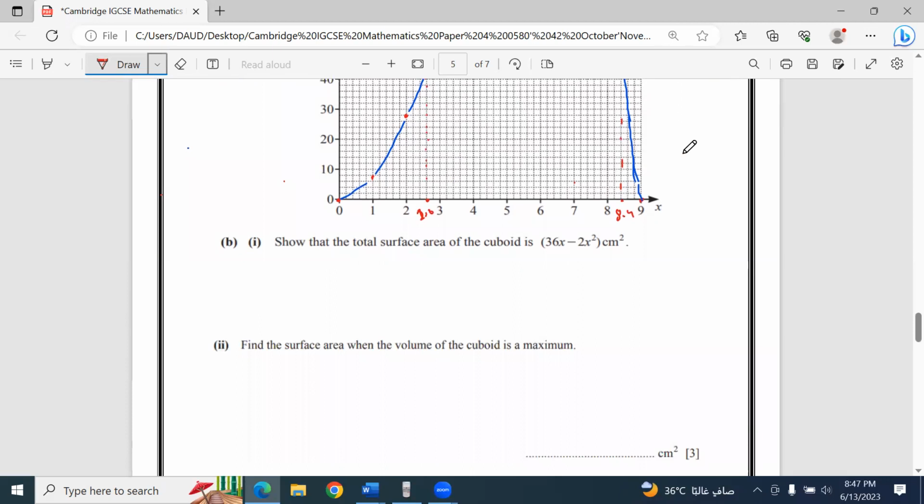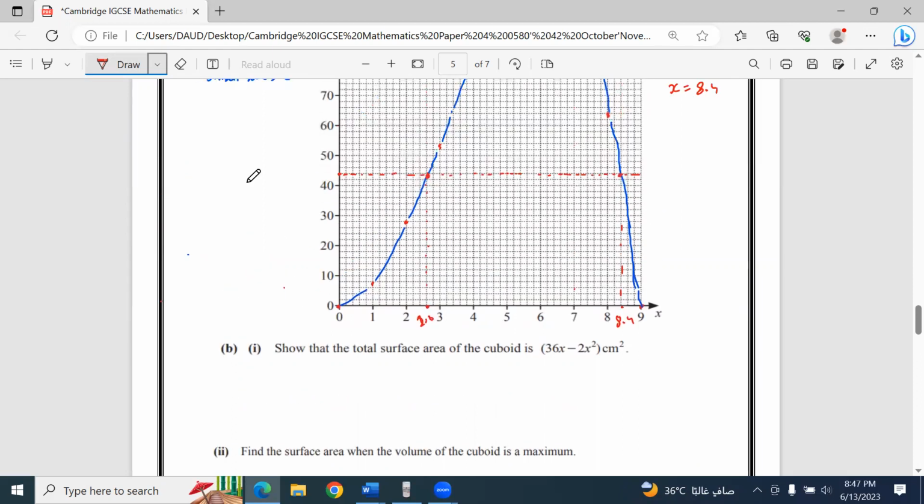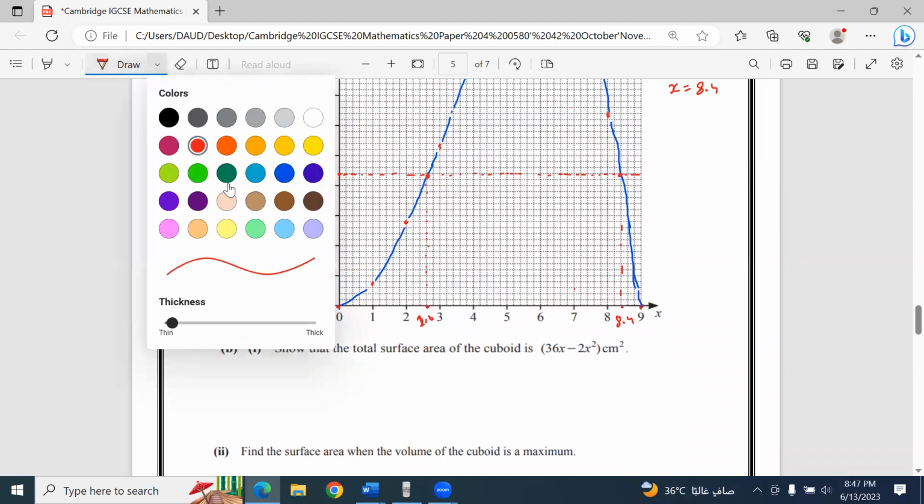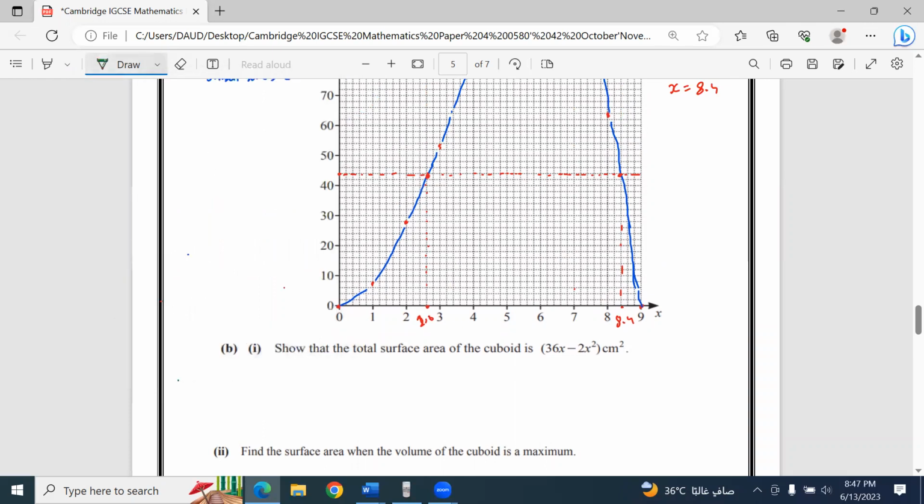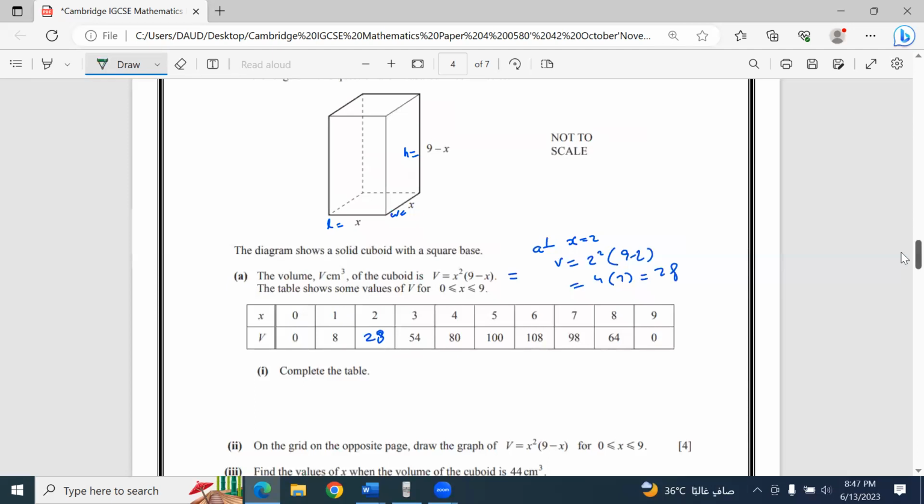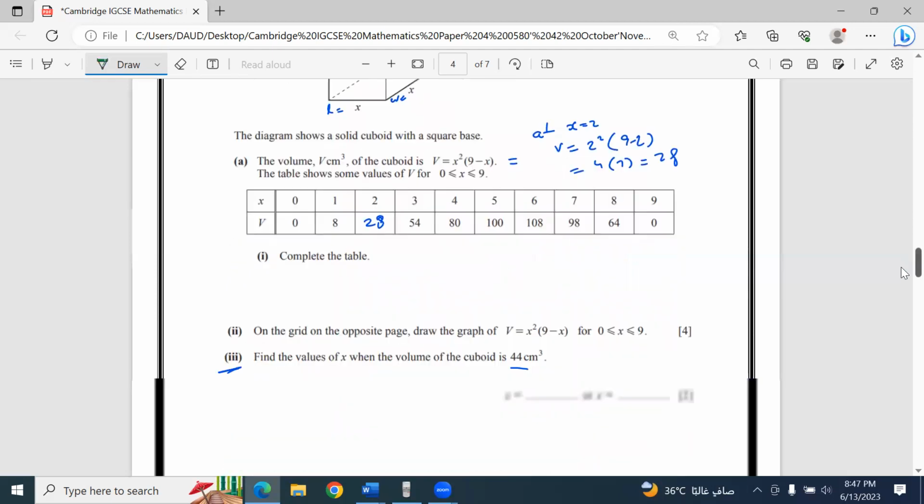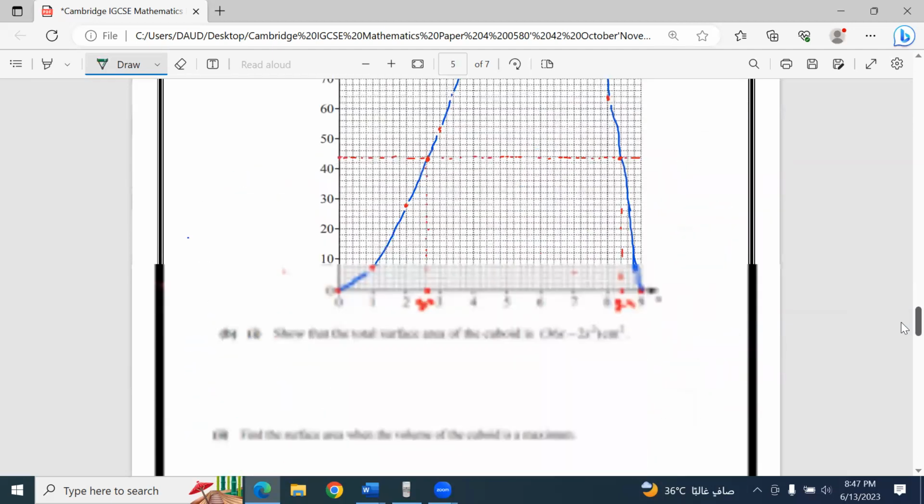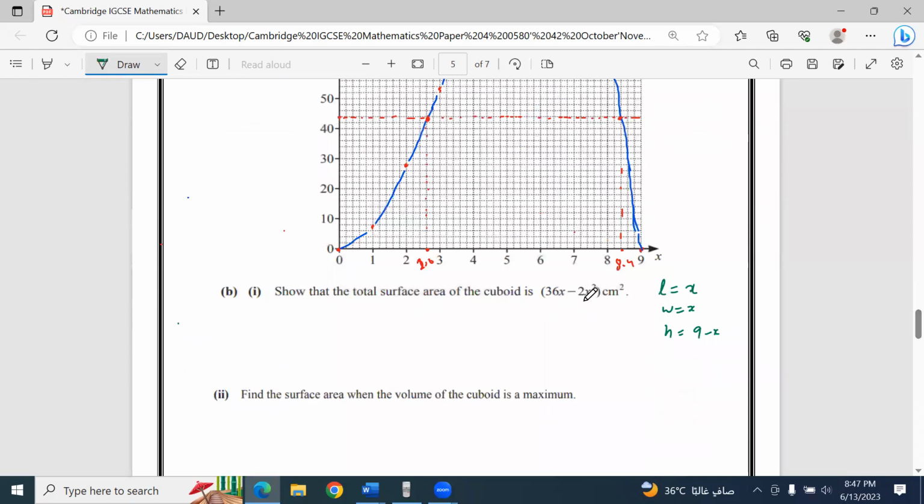Next. Show the total surface area of the cuboid. This one. So remember the shape, the length. What was the length? Length was x. Width also x, and height 9 minus x, but we will check again. Yes, so height is 9 minus x, length and width are x and x. So we have to show this one.